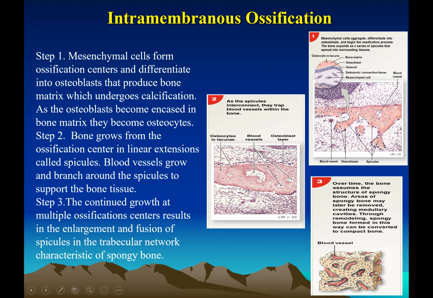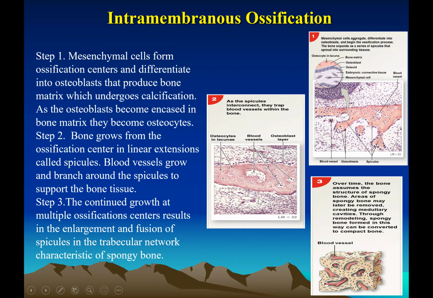So here you can see something called spicules, which will actually trap a blood vessel. So the bone is actually trapping a blood vessel. The blood vessel later becomes the central canal. So the bone will grow from the ossification center in linear extensions called spicules. Blood vessels will then grow and branch around the spicules, thereby forming bone tissue.